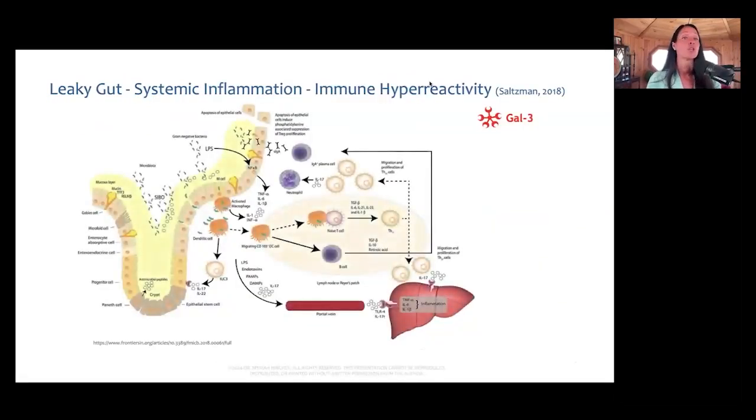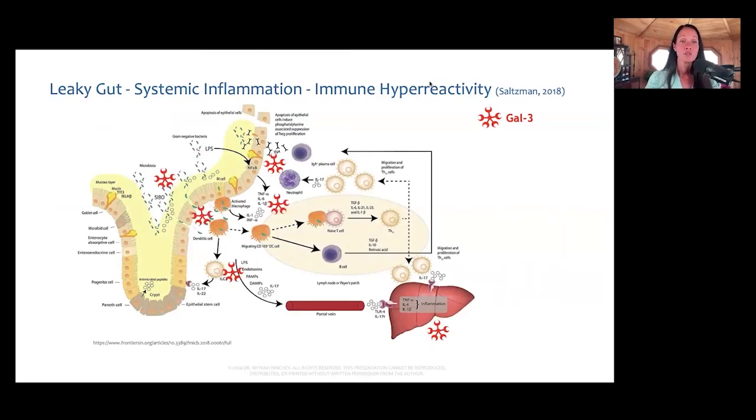And here's just a closer view here of the outside of the intestine, the intestinal tube. And then we have that one cell thick lining. And then we have basically getting inside of the body and systemic circulation.